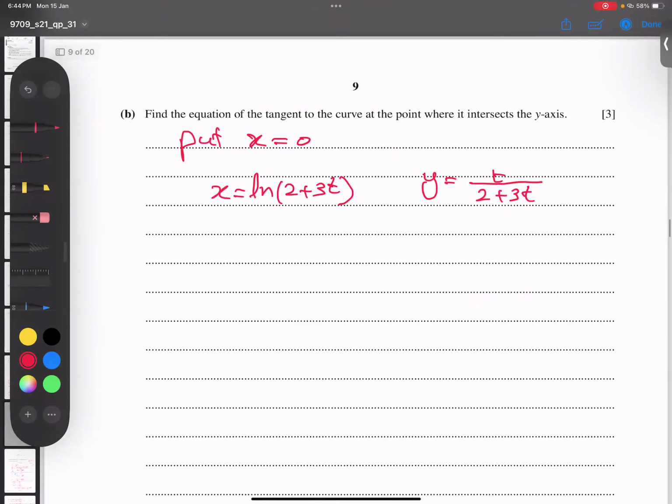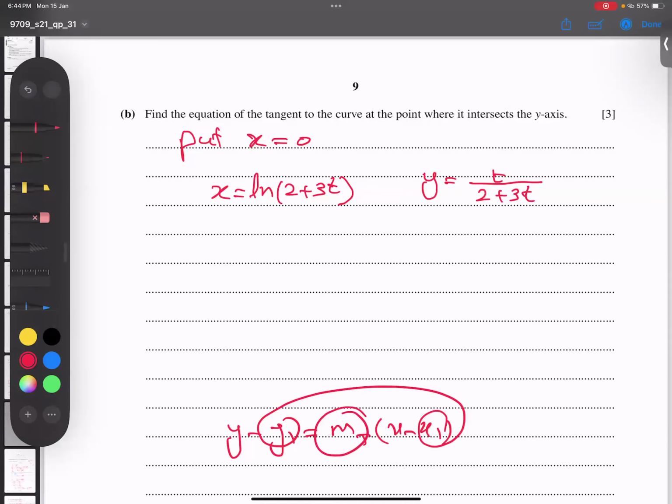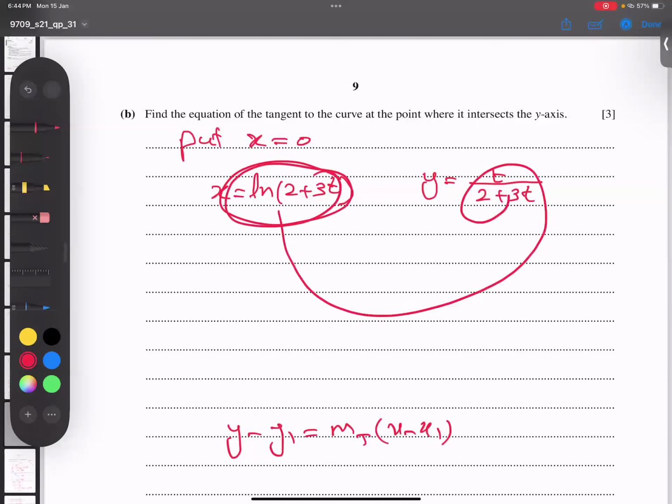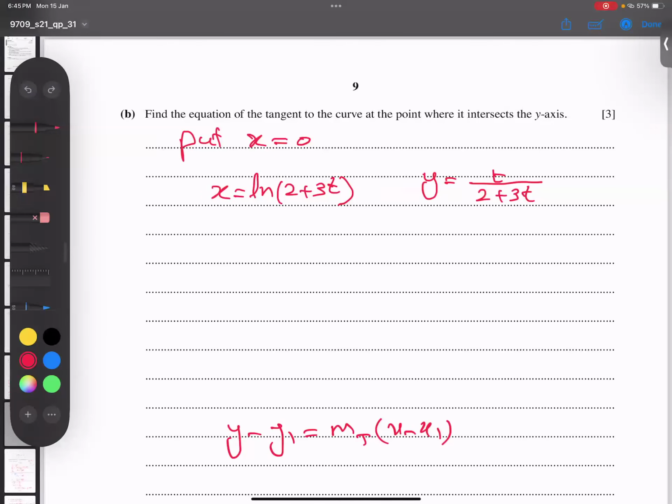Common sense, what is the way? Whenever we're looking for the equation of a tangent, we need two things. Look at the formula I'm writing: y minus y1 equal to m_t, the gradient of the tangent, times x minus x1. So we need three things: x1, y1, and the gradient. Okay, x1 we know, x is equal to 0. But how to find the y value? Can I plug in this value directly here to get the y value? Impossible. I have to plug in this 0 here, I will get t from here, and that t I plug in here to get y. So some extra process. So first of all, I plug in 0 here.